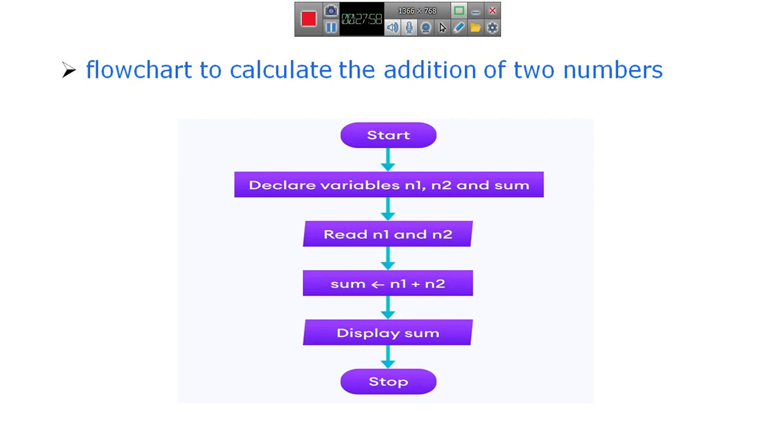Generally, a process instruction is written in the process symbol. Clear? Then next, display sum. Display sum is an output; you are showing the output. It means that after taking the input and doing some operation, that is addition, ultimately it gives an output. If you take any problem, after solving it, we will get some output.